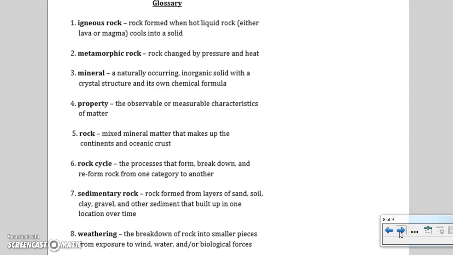6. Rock cycle. The processes that form, break down, and reform rock from one category to another. 7. Sedimentary rock. Rock formed from layers of sand, soil, clay, gravel, and other sediment that built up in one location over time. 8. Weathering. The breakdown of rock into smaller pieces from exposure to wind, water, and/or biological forces.